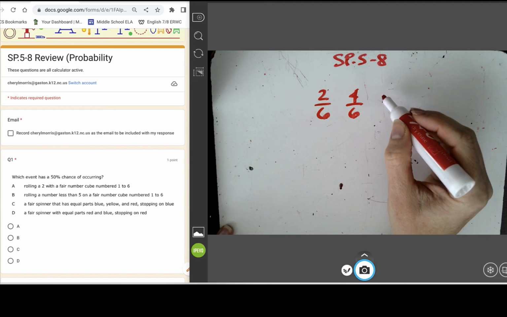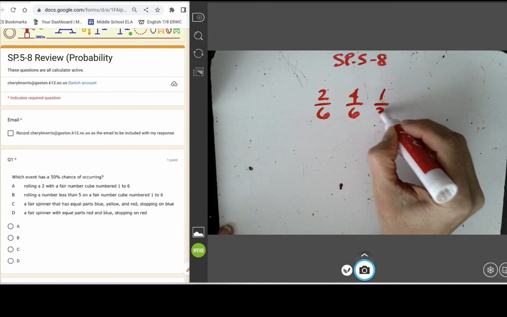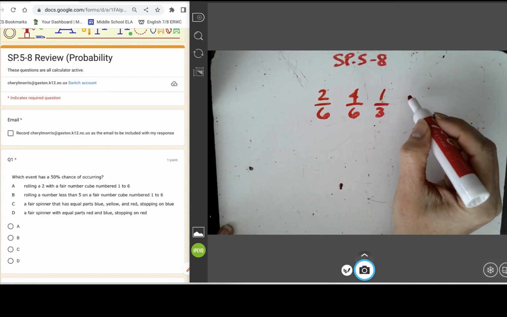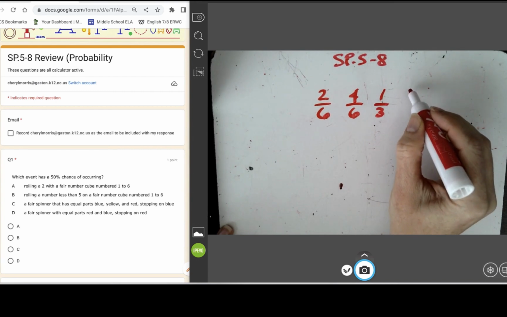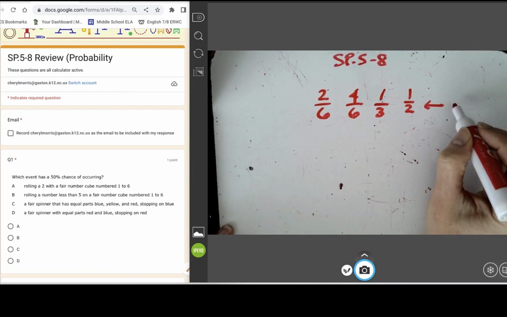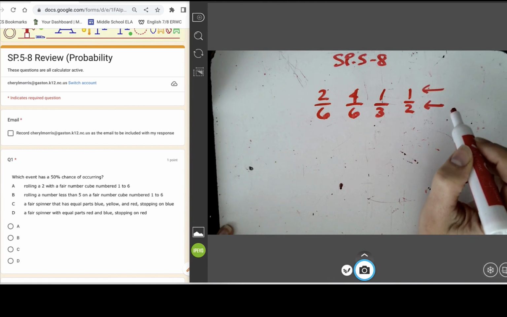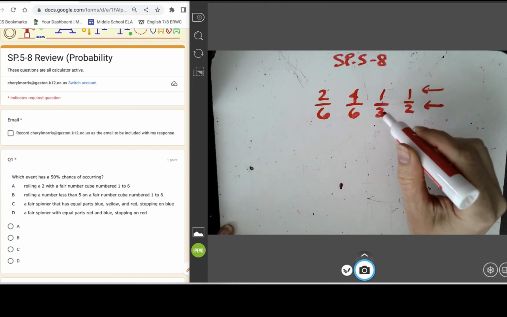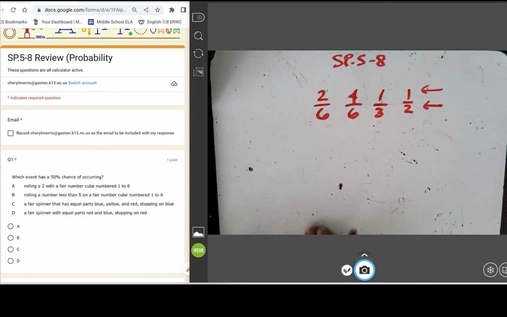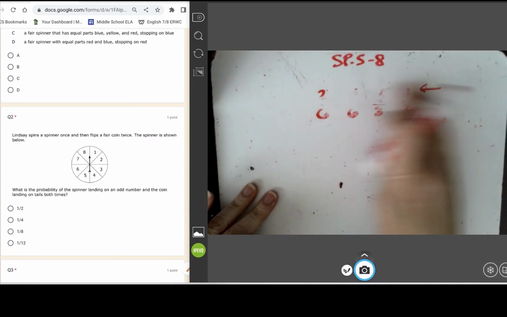So not B. C, a fair spinner that has equal parts blue, yellow, and red stopping on blue. That's 1 in 3. And D, a fair spinner with equal parts red and blue stopping on red. That's 1 in 2. So again, the bottom number is the number of possible outcomes. The top number is the number of outcomes you are looking for. So 1 out of 2, 1 out of 3, 4 out of 6, etc. So that would be answer choice D.